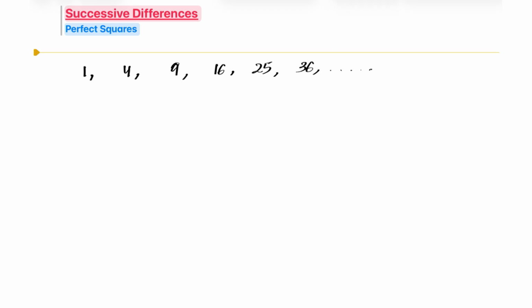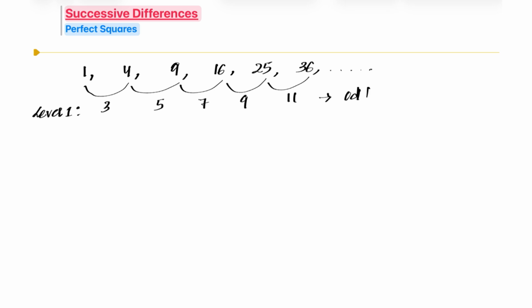Here some consecutive perfect squares are taken. We will find the difference. 4 minus 1 is 3. 9 minus 4 is 5. 16 minus 9 is 7. 25 minus 16 is 9. 36 minus 25 is 11. You can observe the difference.